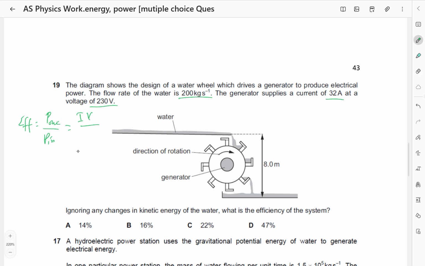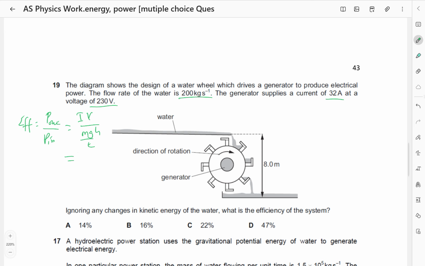The water wheel drives a generator to produce electrical energy. So the work done in driving a generator. The flow rate of the water is 200 kilograms per second, so we must look at the flow rate of this water. So the power input is going to be the work done in moving this water, which is going to be mgh divided by t.